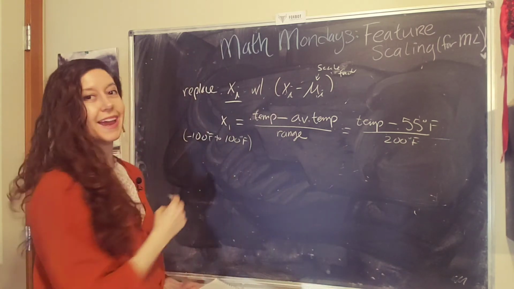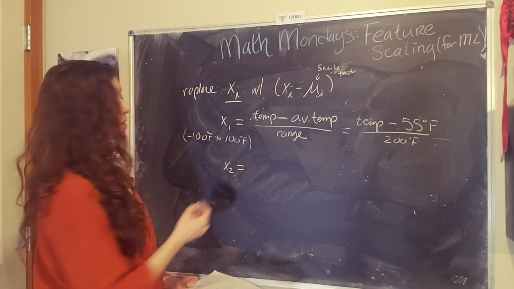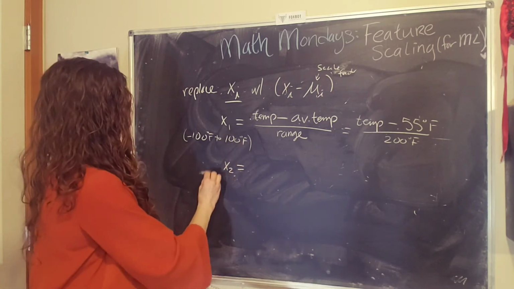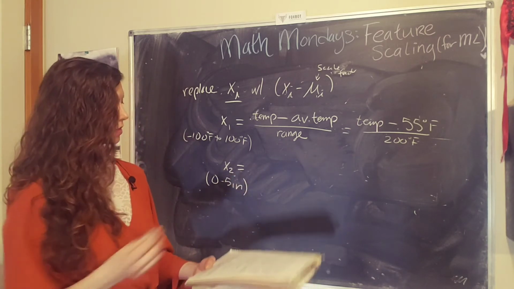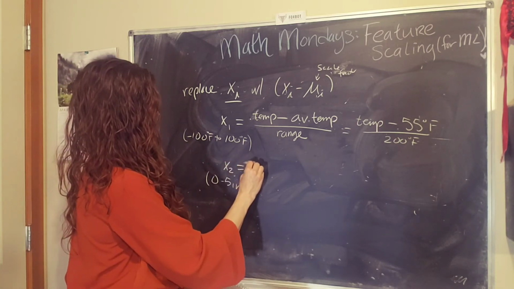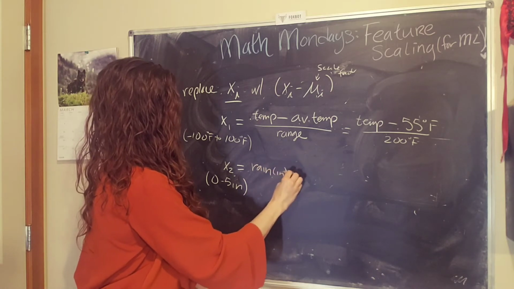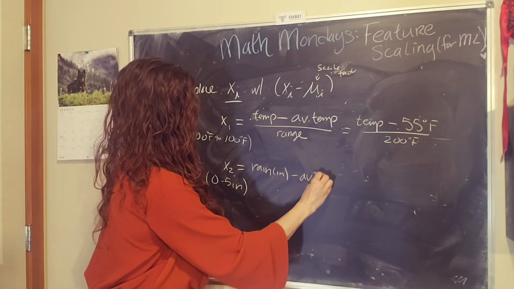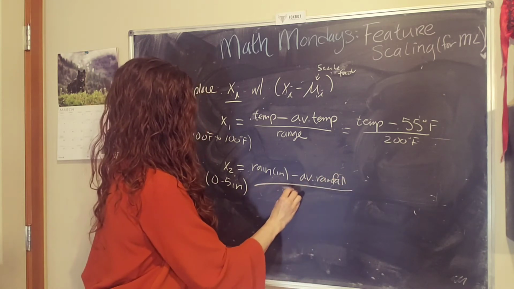And then let's say our second feature, x2, is going to be rainfall. And this is going to be on a scale from 0 to 5 inches. And so this is going to be rain in inches minus average rainfall divided by range.